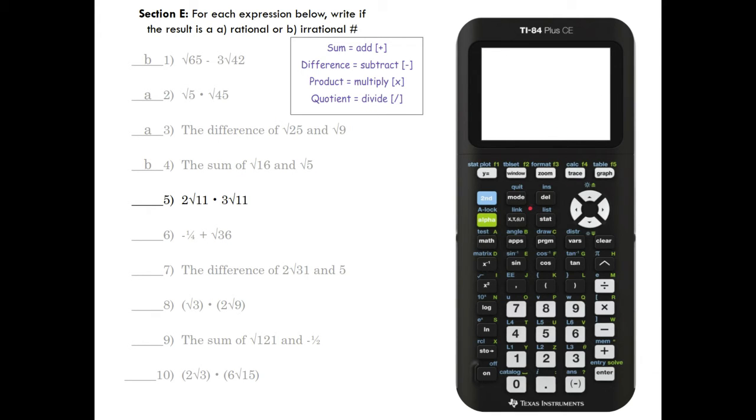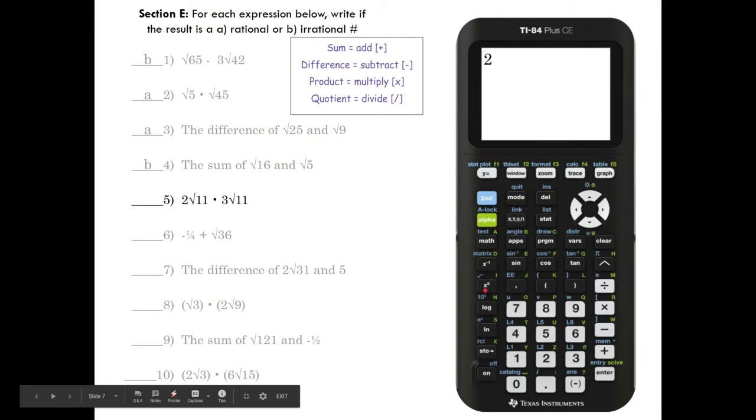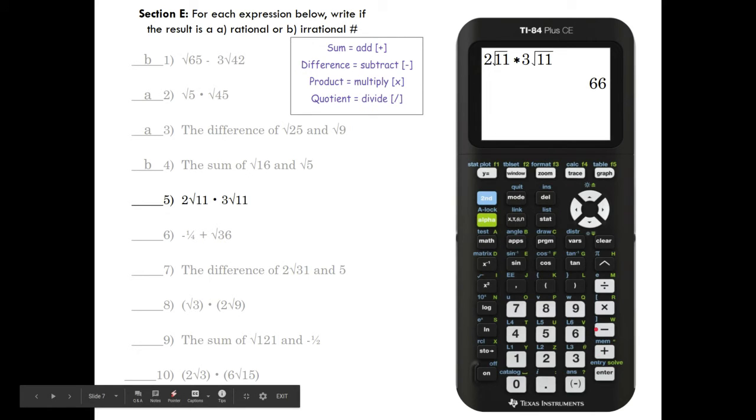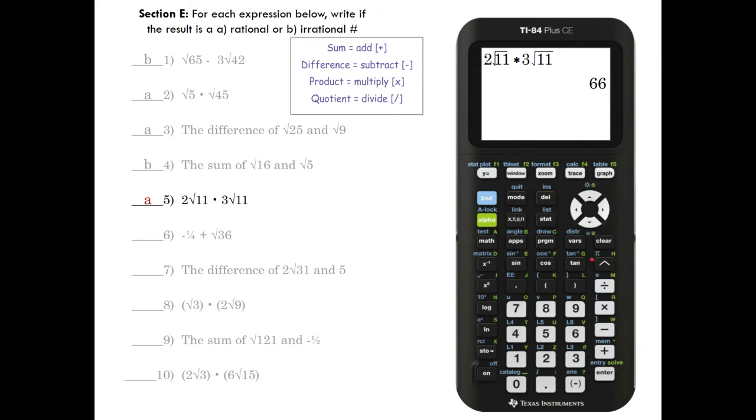Number 5, 2 radical 11 times 3 radical 11. So you do 2, and then you do second x squared, and then you get 11. And you put 11, and then it's out of the square root times 3 radical 11. You press enter. And you get 66. 66 is going to be a rational number because that's an integer. Integers are rational numbers. Here are the answers to the rest of these questions here.